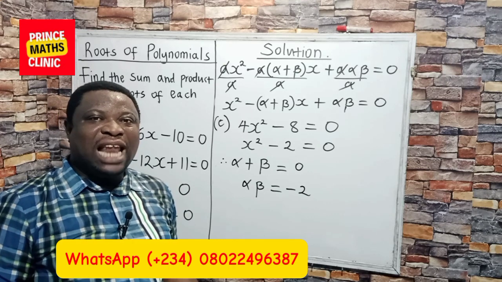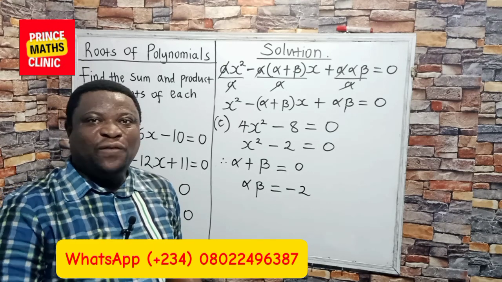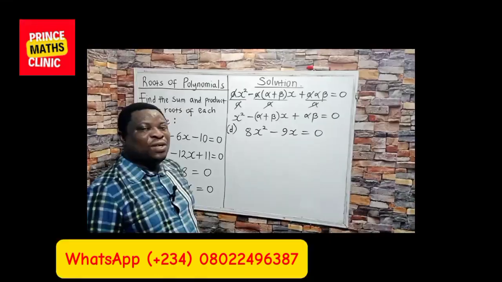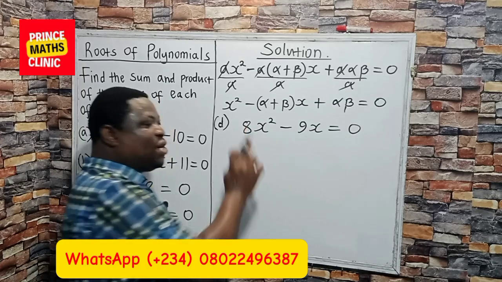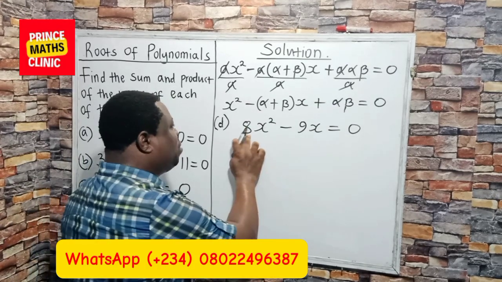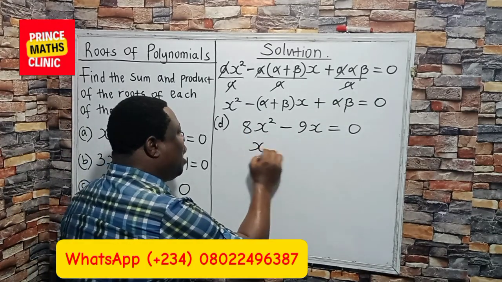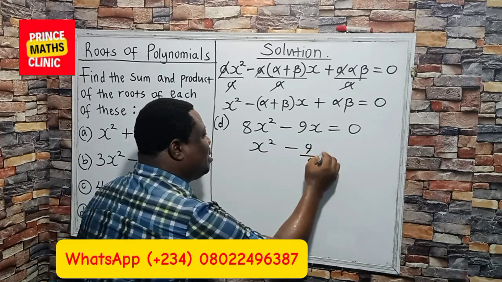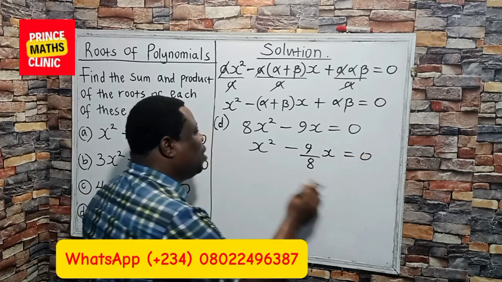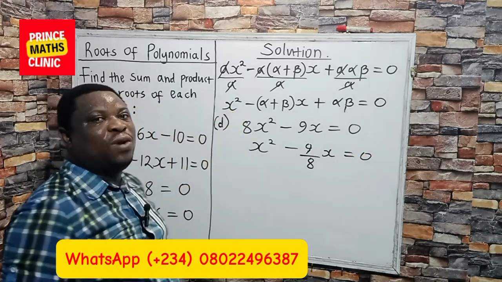Let's look at the last question to reinforce all we have been learning. This last equation also has a leading coefficient. So let's divide through by this leading coefficient. Here becomes x squared minus 9 over 8 x equals 0. So it has a resemblance of our formula.